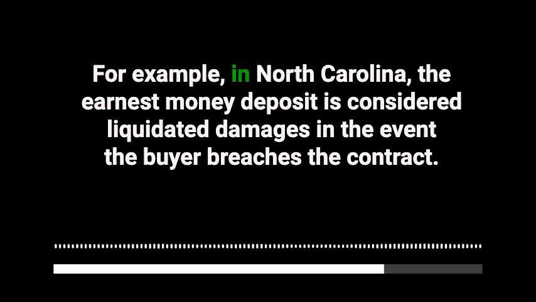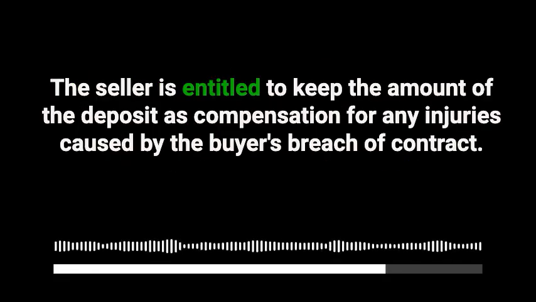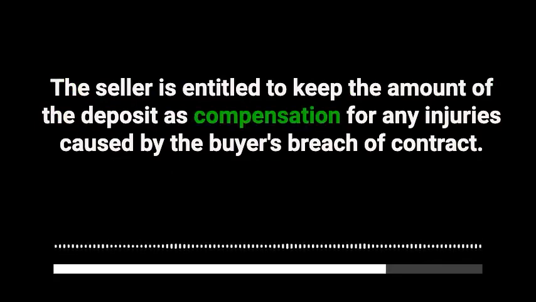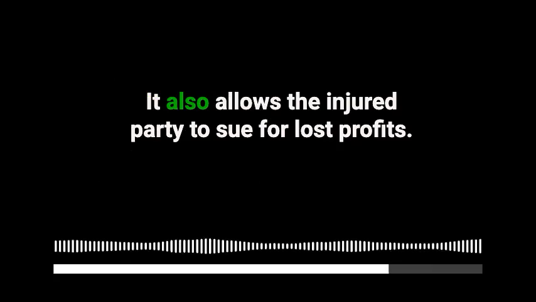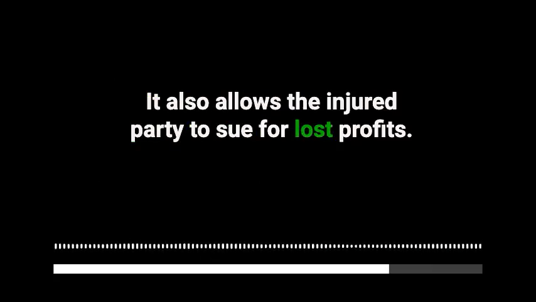For example, in North Carolina, the earnest money deposit is considered liquidated damages in the event the buyer breaches the contract. The seller is entitled to keep the amount of the deposit as compensation for any injuries caused by the buyer's breach of contract. Consequential damages are special damages that might be obtained if the damages upon breach were reasonably foreseeable to the breaching party at the time of making the contract. It also allows the injured party to sue for lost profits.